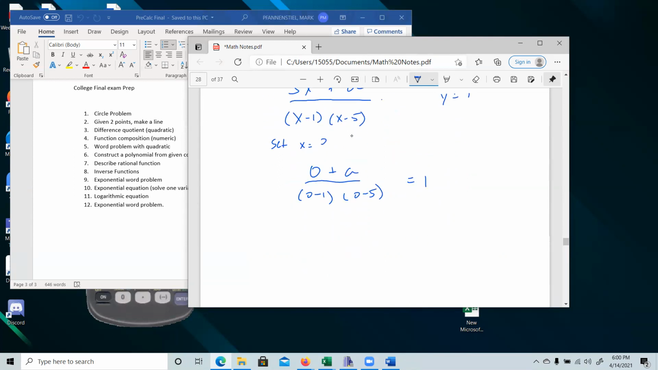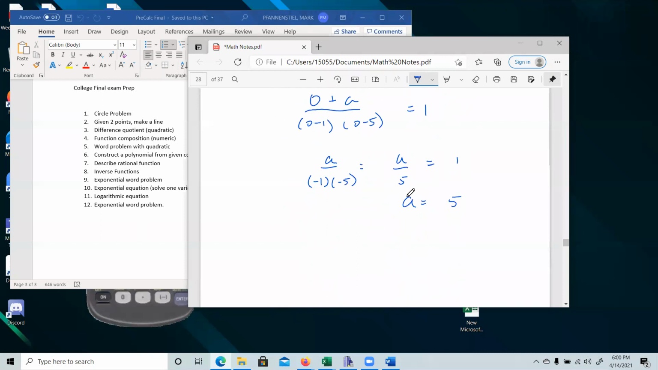Right. So here we go. We have a over, here's a negative 1, here's a negative 5. That's equal to a over positive 5, and that's equal to 1. So a must be 5. Okay, that's how this is going to work. So we're going to be able to say this is 3x squared plus 5 over x minus 1, x minus 5. That's my function.